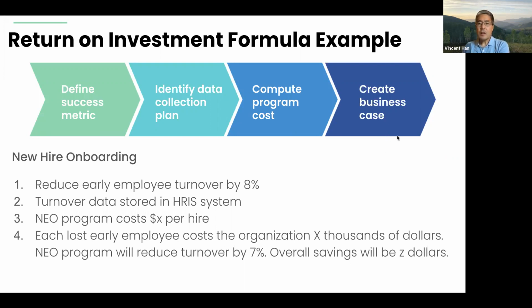Let's see. Heather asks, in line 1 you have 8%, in line 4 you have 7%. This is just an example, so probably should be the same number. That's a good point. Let me just think if there was a reason why it was a different number. It could be a different number if your strategy to reduce early employee turnover includes things other than the chatbot. But yeah, that should probably be the same number.